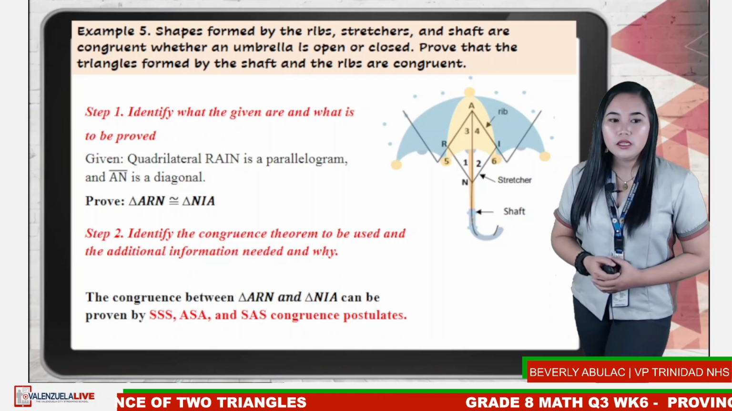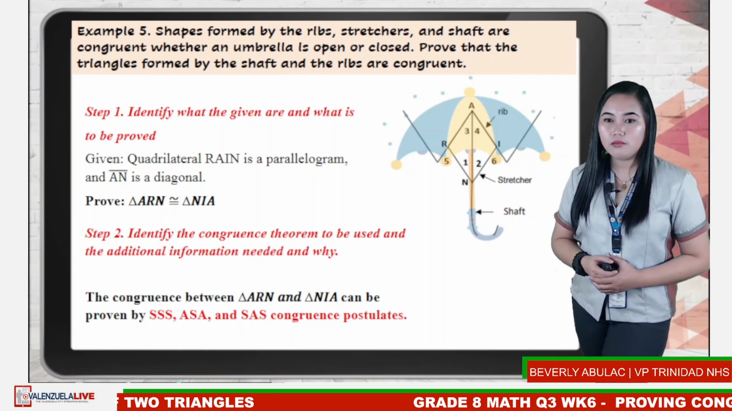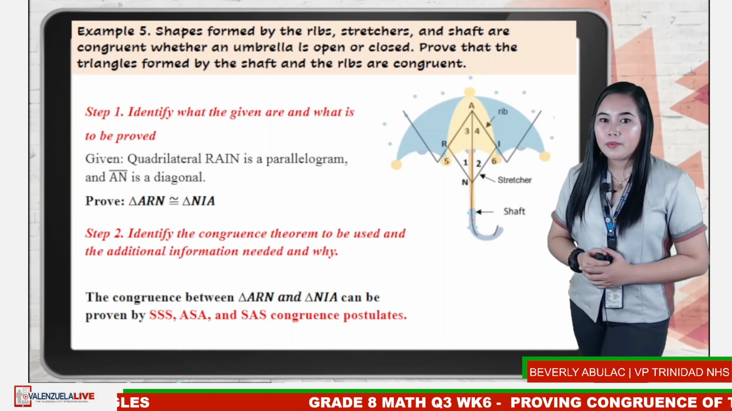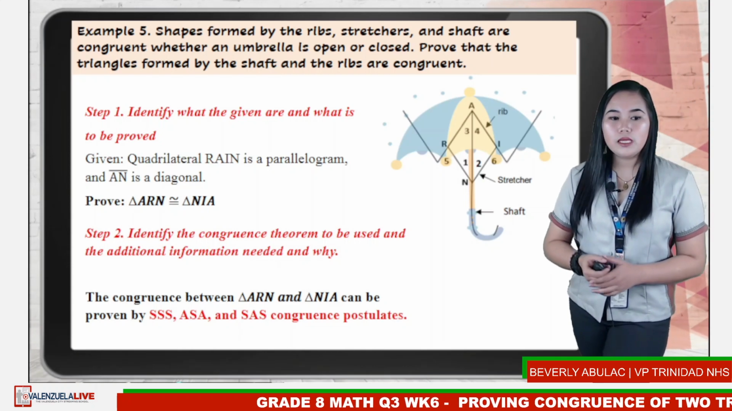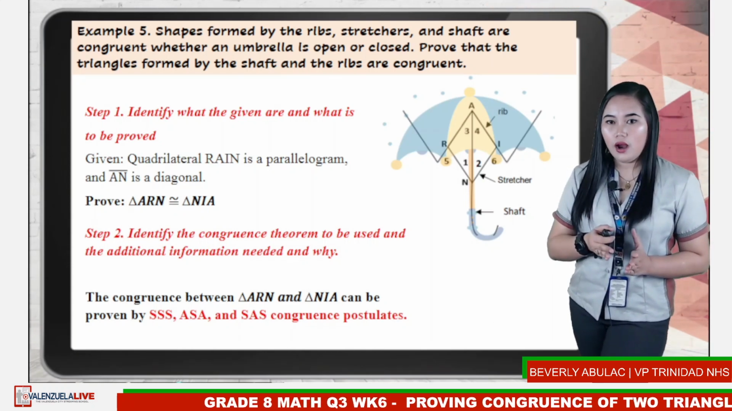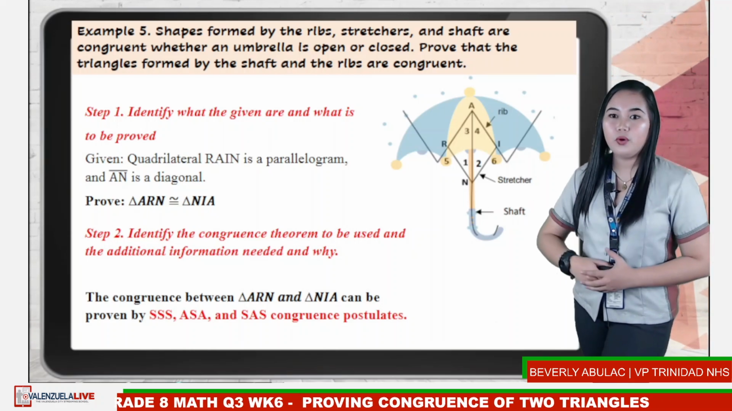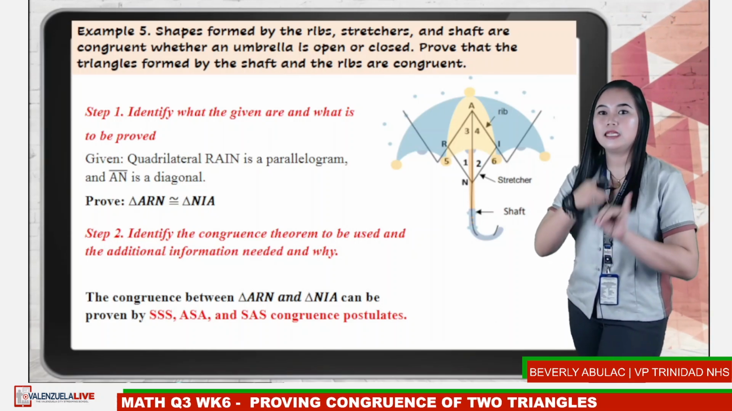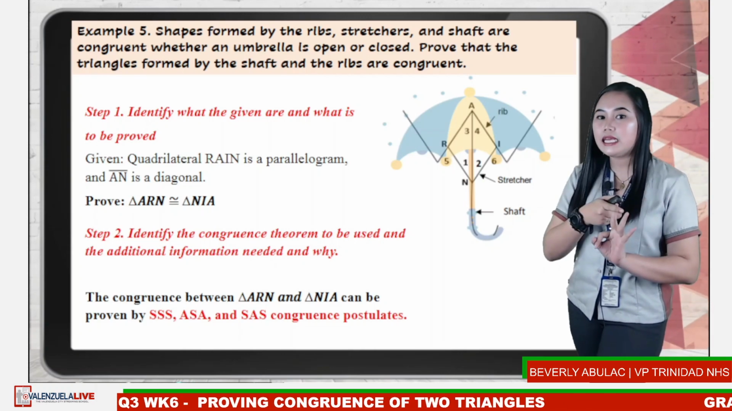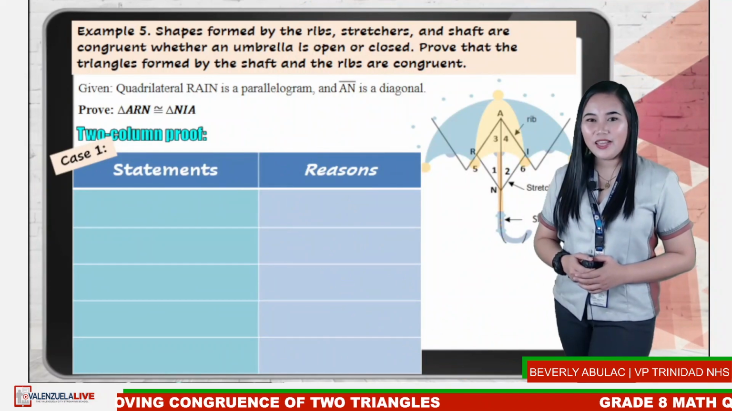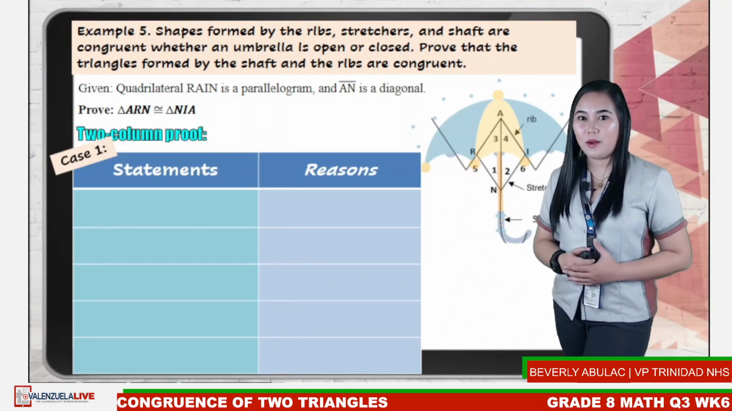For step 2, we have to identify the congruence theorem to be used and the additional information needed and why. Now, the congruence between triangle ARN and triangle NIA can be proven by SSS, ASA, and SAS congruence postulates. Okay, so let's have case number 1.